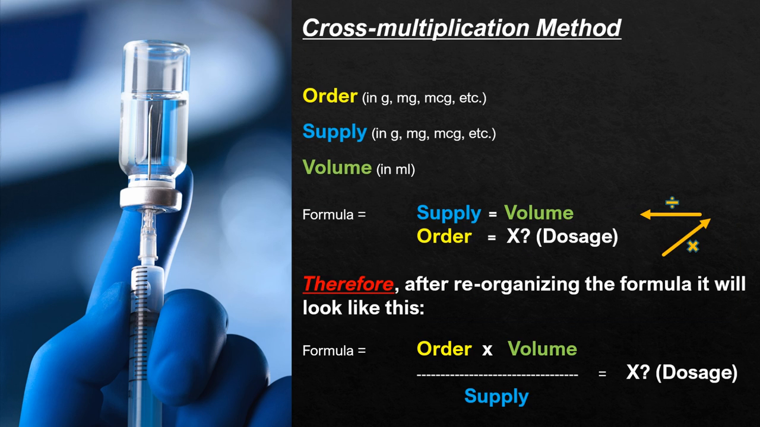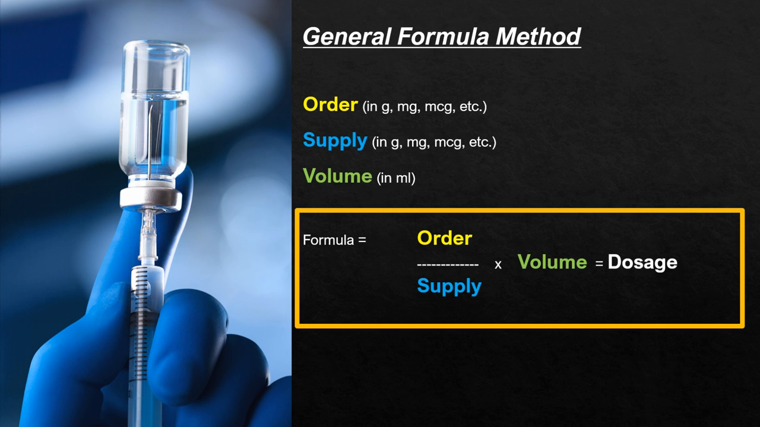Now the cross multiplication method, same thing applies. There's the order, supply, and volume. And for those of you who have learned cross multiplication in the past, as you can see here, we're going to go order times the volume, as you can see my arrows here, divided by the supply, hence the name cross multiplication. So therefore, if you reorganize this formula, it will look something like this: order times volume divided by supply equals the dosage, which actually resembles our general formula very much.